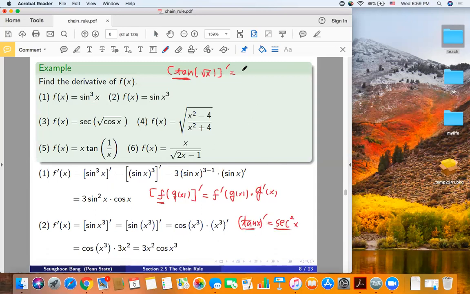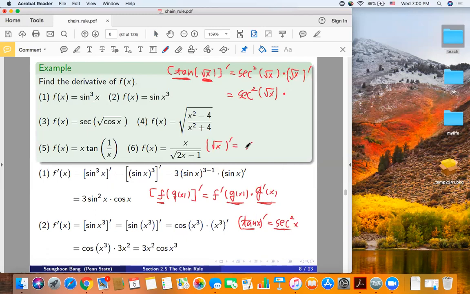You can write the secant squared of, you plug in the inner function g of x. So g of x is root x, times the inner function prime. The inner function is square root of x, square root of x prime. So we have secant squared of square root of x times, what is the square root of x prime?